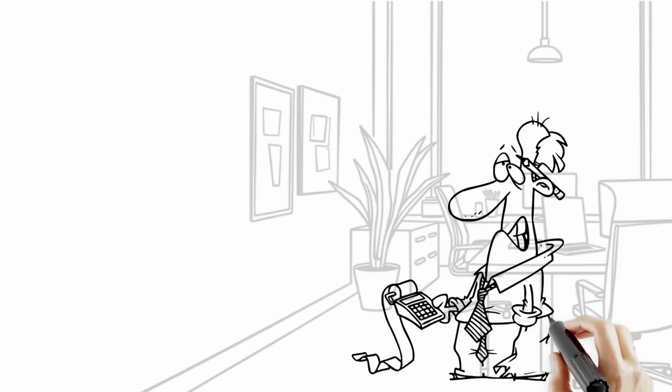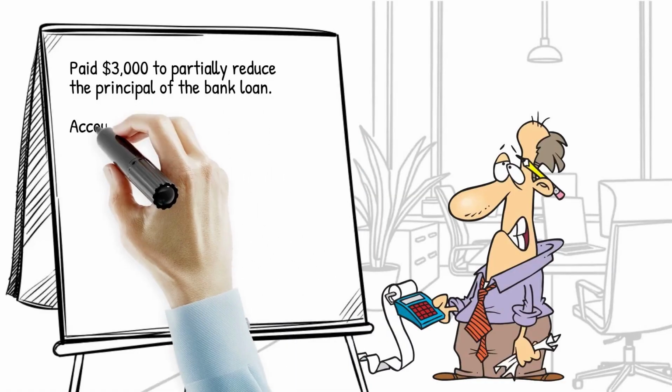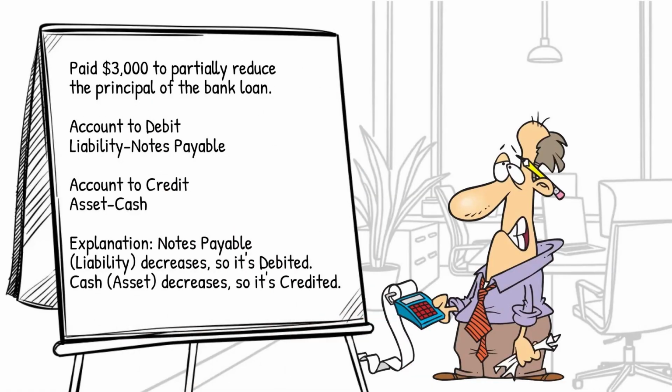Account to debit, liability, notes payable. Account to credit, asset, cash. Explanation: notes payable, liability decreases, so it's debited. Cash, asset decreases, so it's credited.